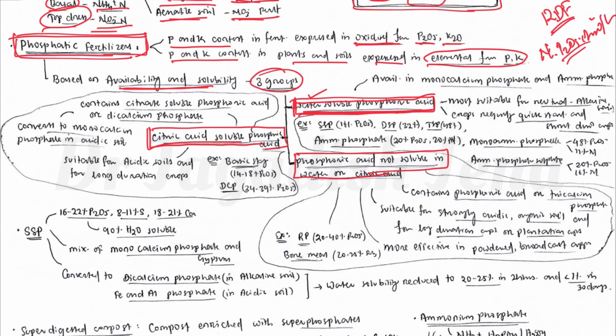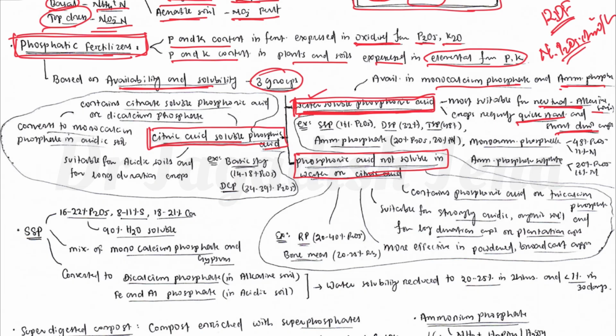The phosphatic fertilizers which contain water soluble phosphoric acid are most suitable for neutral to alkaline soil conditions. These are applied when crops require a quick start and are short duration crops. When the crop is short duration and requires a quick start, this type of fertilizer is generally used. It contains mostly monocalcium phosphate and ammonium phosphate.